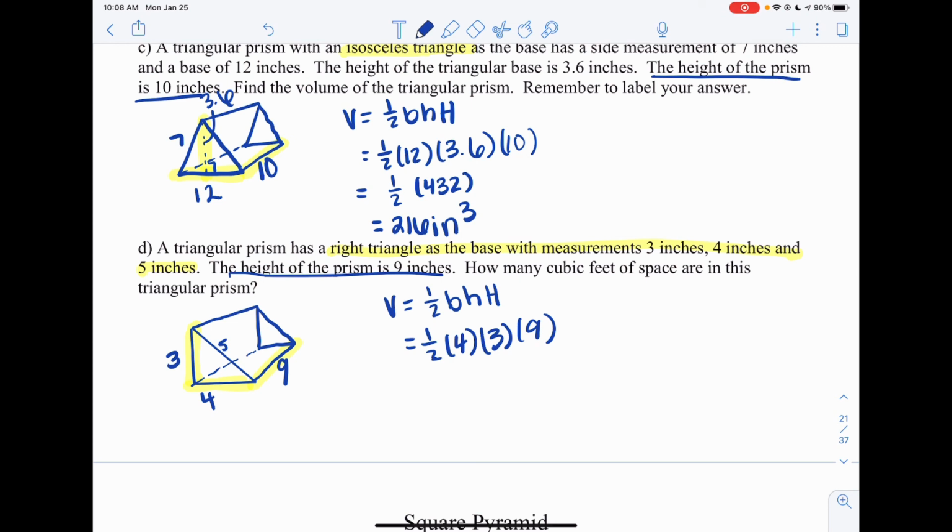So I'm going to go ahead and start simplifying. 4 times 3 times 9 is going to equal 108. Don't forget your half. And when I multiply 0.5, or half, times 108, it is going to equal 54 cubic inches. Do not forget your label because that is a part of the points that you're getting.